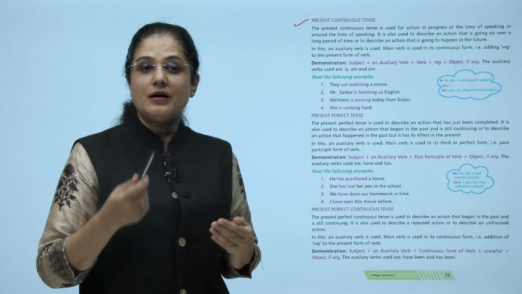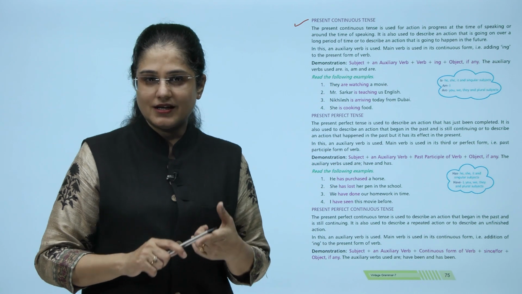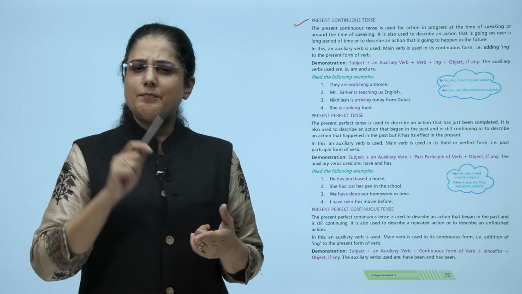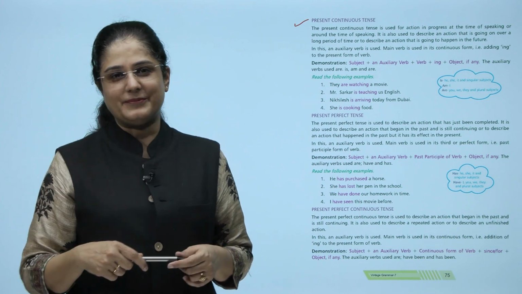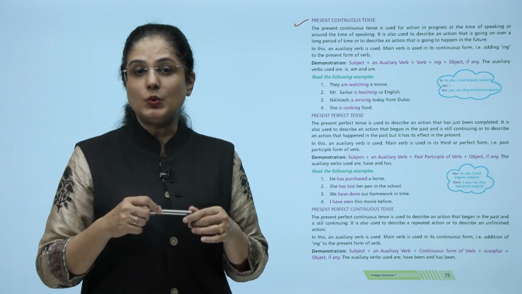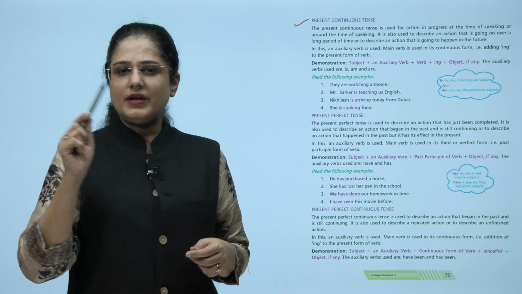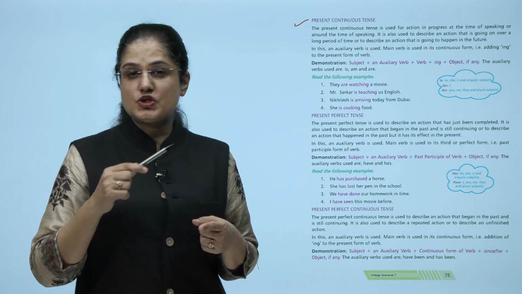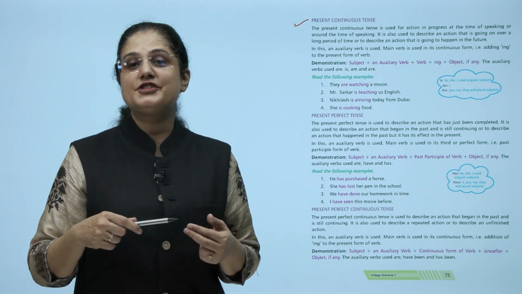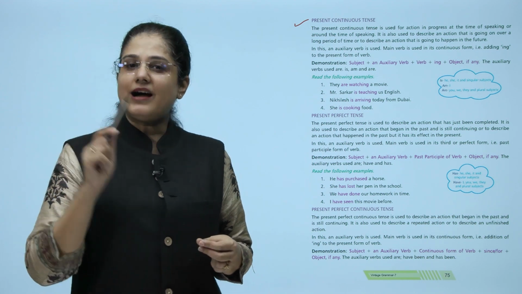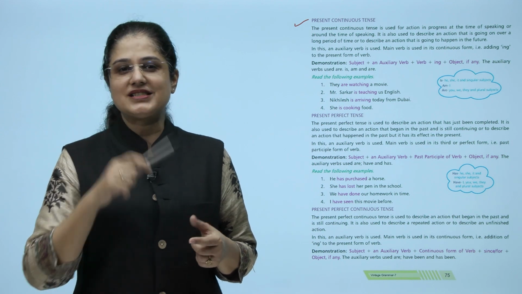The main verb is used in its continuous form, that is by adding ing to the present form of the verb. In order to make a present continuous tense sentence, we need a subject plus an auxiliary verb plus verb-ing plus object if any. The auxiliary verbs used are is, am, and are. Is is used with he, she, it, and singular subjects. Am is always used with I, and are is used with you, we, they, and plural subjects.